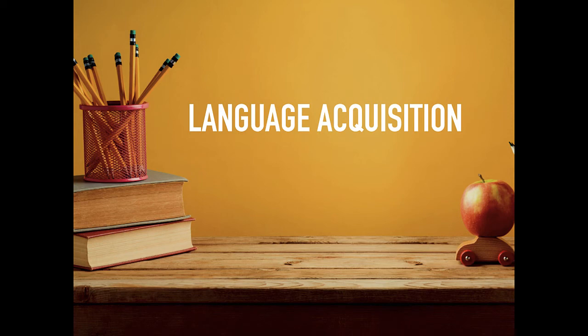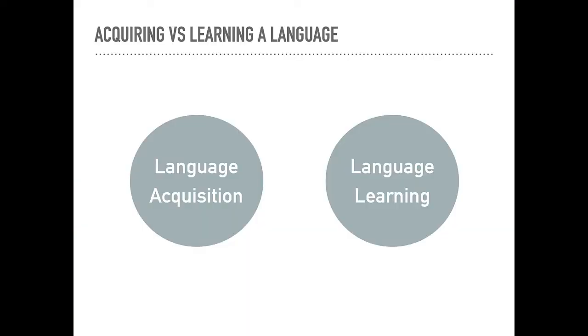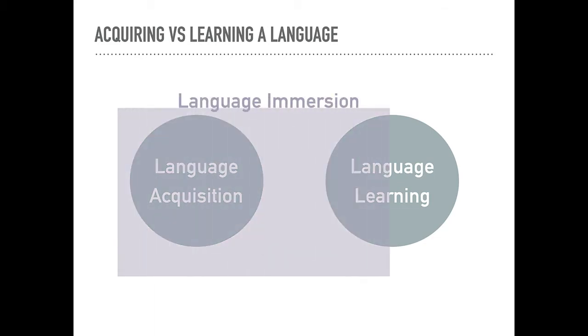Let's look at language acquisition and how it applies to young learners in an elementary immersion program. The first thing parents need to be aware of is that there are two different ways to pick up a new language. One way is language acquisition, and the other way is language learning. These are very different processes. Both of these processes can lead to fluency, but the pathway to get there is going to look a little different. Immersion in the target language can be helpful in both of these processes.